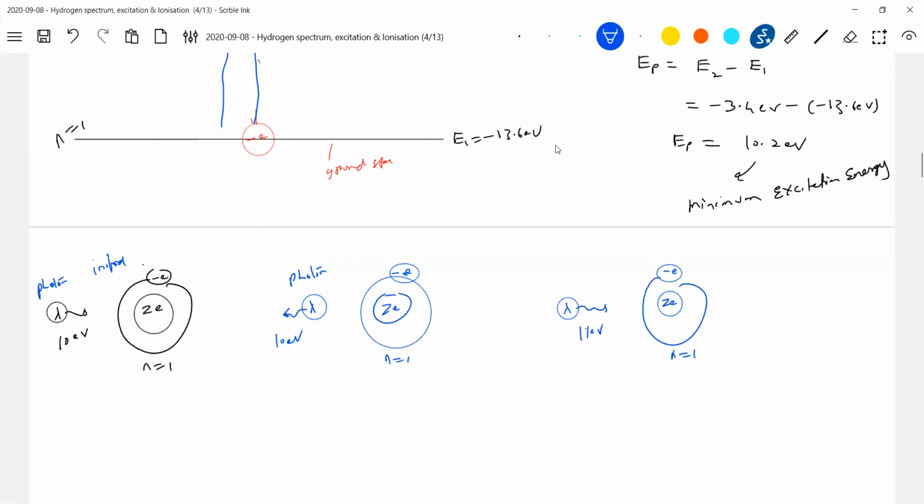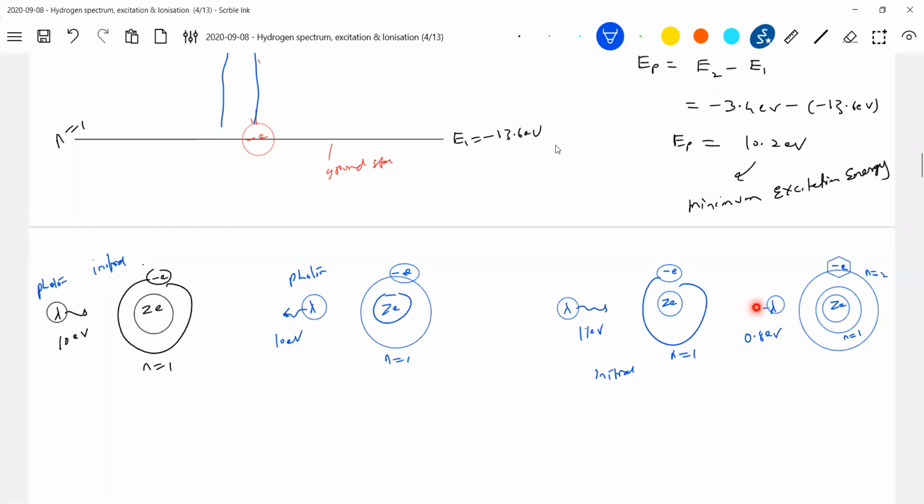N equal to 1. What will happen to this one? The photon, how much energy is needed? 10.2 electron volt to get excitation. So here the photon will supply that, it will absorb that, and the remaining 0.8 electron volt will be left over, and the hydrogen atom will jump to N equal to 2. The electron will jump to a higher state.